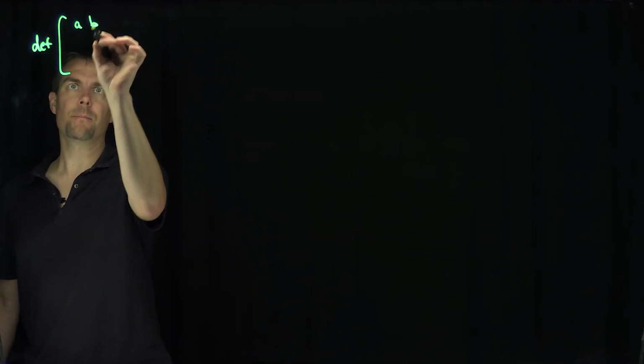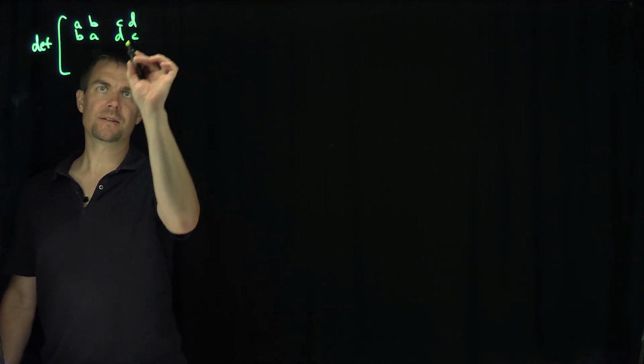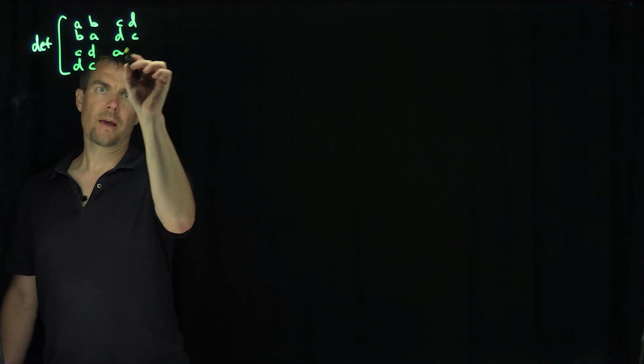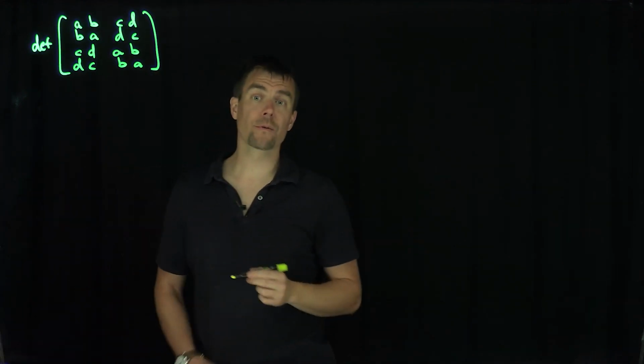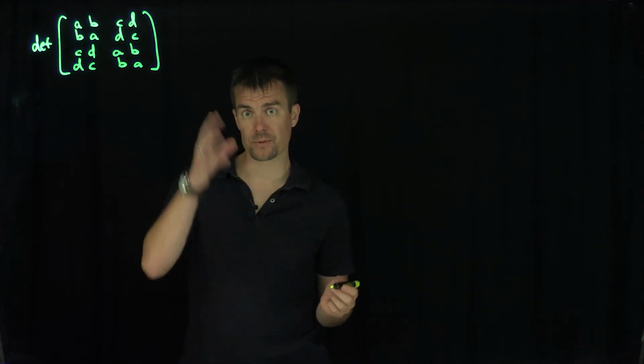Hello students, in this video we'll see how to compute the determinant of a matrix by multiplying it by a special matrix that puts the product into a special form. Let's compute the determinant of the matrix A, B, B, A, C, D, D, C, C, D, D, C, A, B, B, A. What we'll do is first compute the determinant of an auxiliary matrix and then multiply that auxiliary matrix by this matrix.